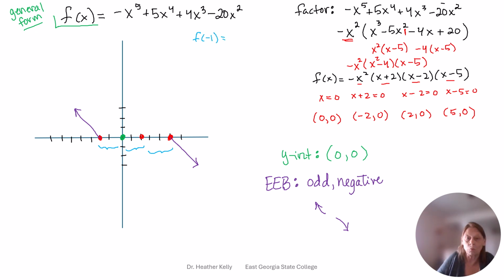Now, it doesn't matter which way you go. You can plug it into the factored form. You can plug it into the original form. It doesn't really matter. Since it's plugging in a negative 1, it's making it pretty easy. So I'm just going to plug it in here into the general form. I might plug in something different when I get over here to 3 or 5. I'll probably use the factored form here, but let's see here.